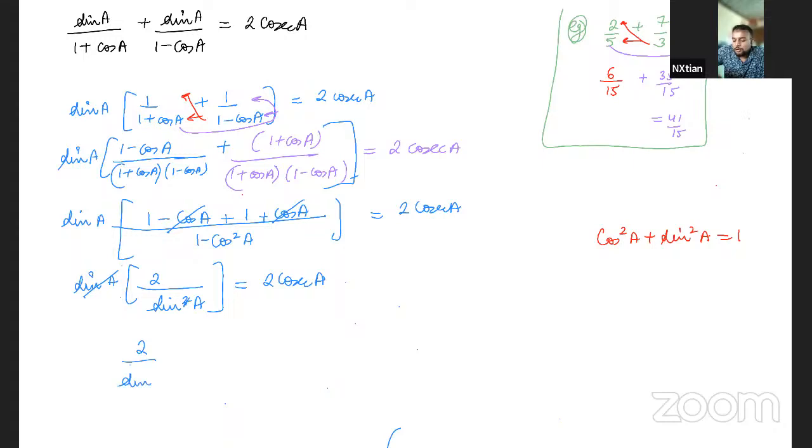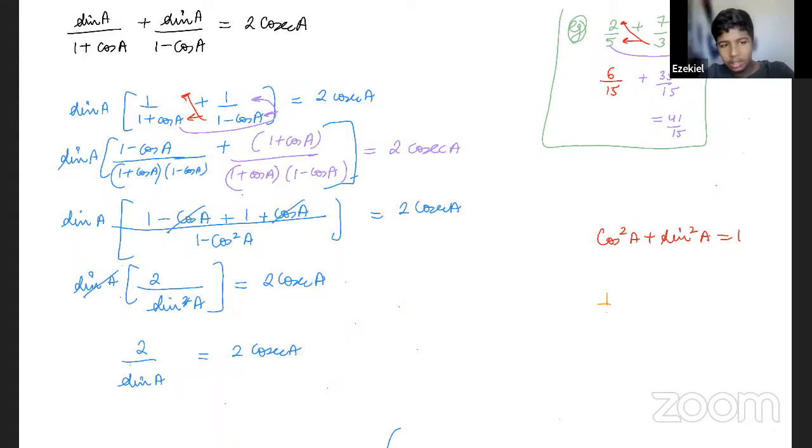So now Ezekiel will tell me, 2 upon sine A can be written as... Ezekiel, are you with me? Yes, sir. I have a confusion. How did the numerator become 2? See, 1 plus 1 is 2, and the minus cos A plus cos A is 0. So it's the same, minus cos A plus cos A is 0. Okay, I was confused because of 1 minus, plus 1, the minus sign is there. Yes, 1 minus cos A, 1 plus cos A.